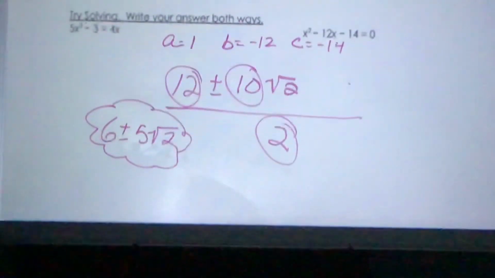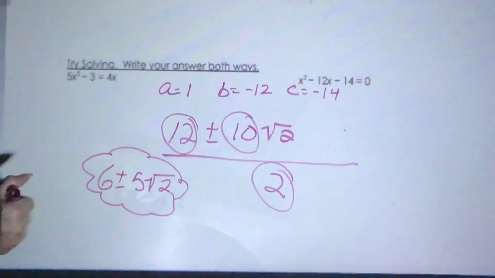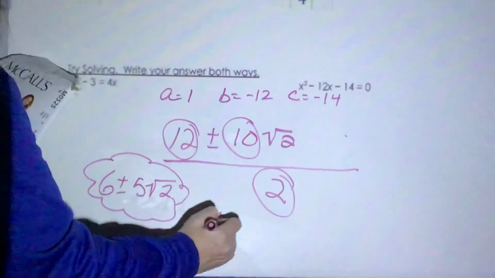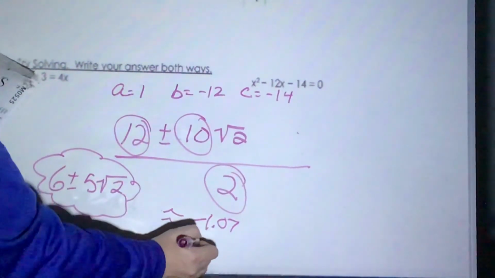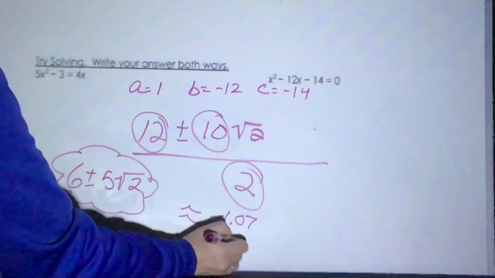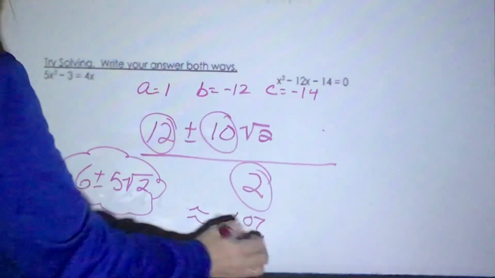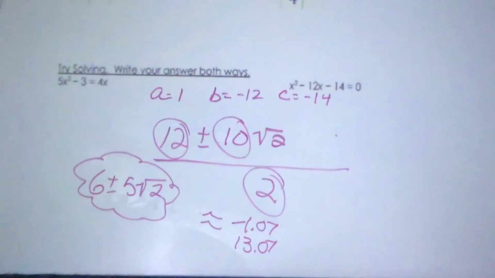And then if I changed it to a decimal answer, I would get approximately negative 1.07 and approximately 13.07. So you want to make sure you can get the decimal numbers with the calculator as well.